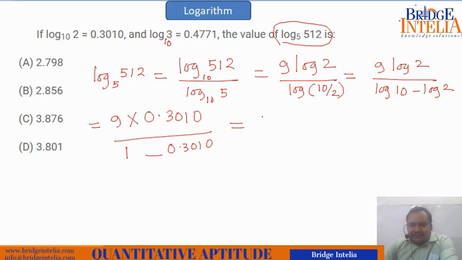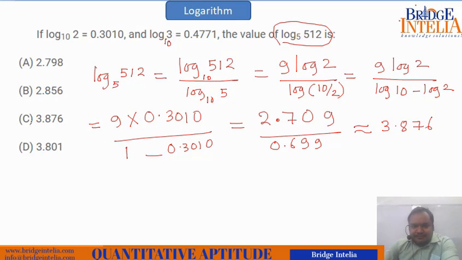2.709 whole divided by 0.699. So this comes to be very near to 3.876. So this is the correct answer. So now let's move further.